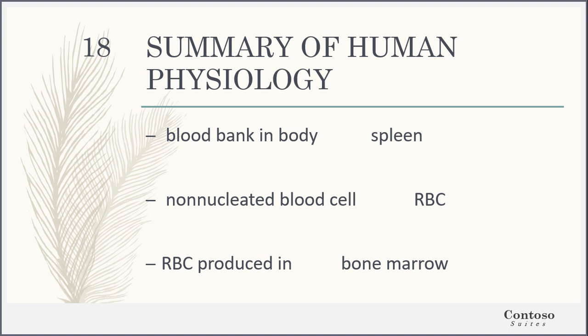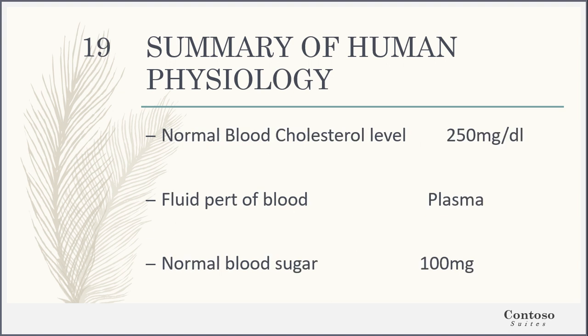The blood bank in the body is known as the spleen. The non-nucleated blood cells are called RBCs. The RBCs are produced in the bone marrow. The normal blood cholesterol level is 250 mg. The fluid portion of the blood is plasma.